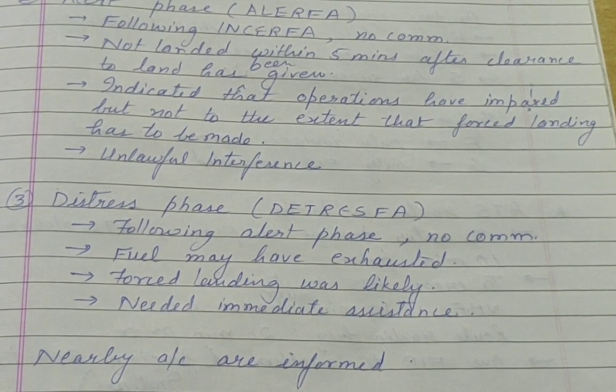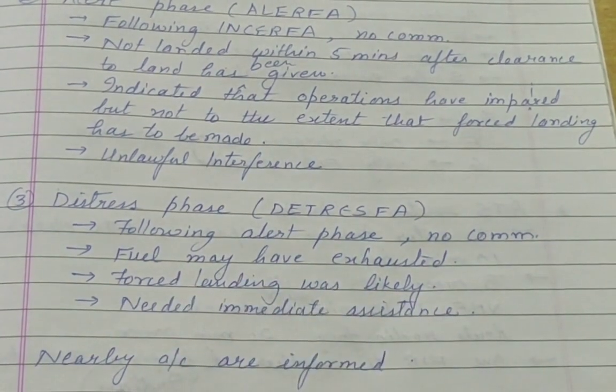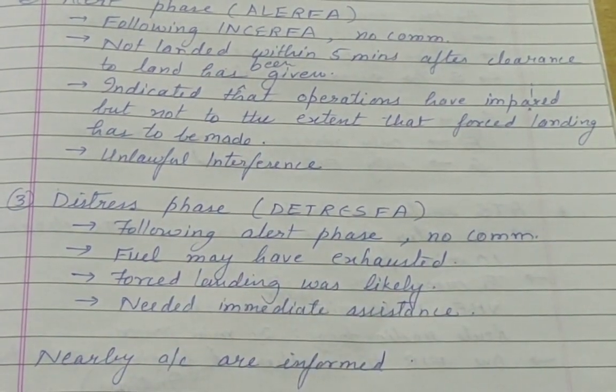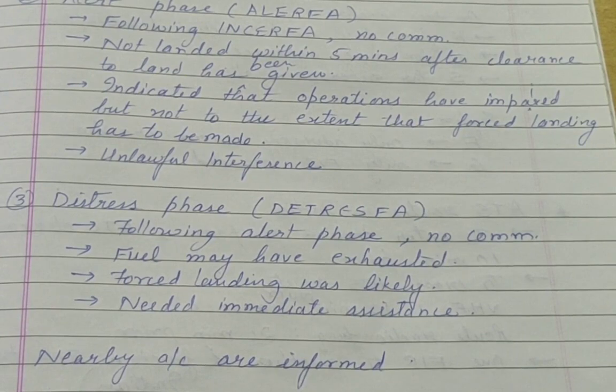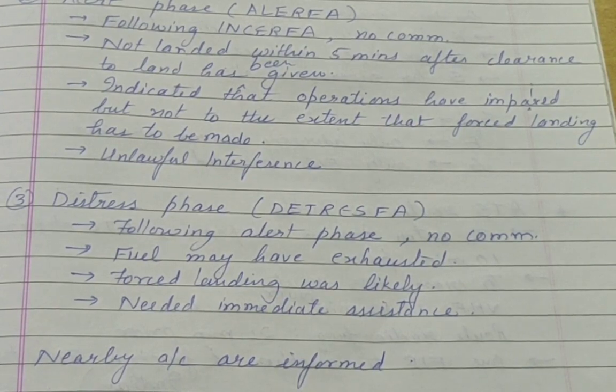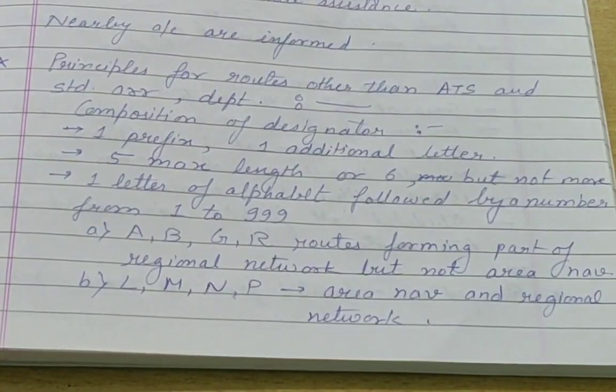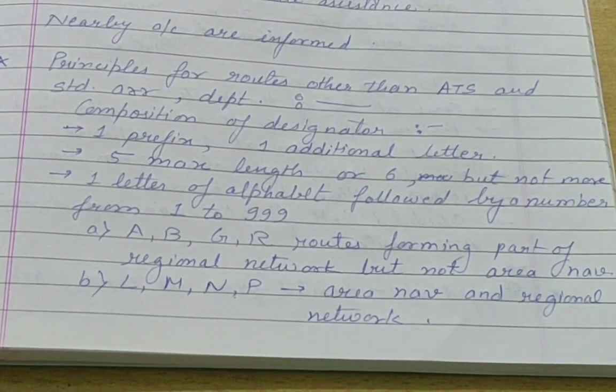Also, as I said, it will need immediate assistance. So if there is any other aircraft in the vicinity of the aircraft in emergency, they will be notified about it. Now we'll be moving on to the principles governing the identification of RNP types and the identification of ATS routes other than standard departure and arrival routes.